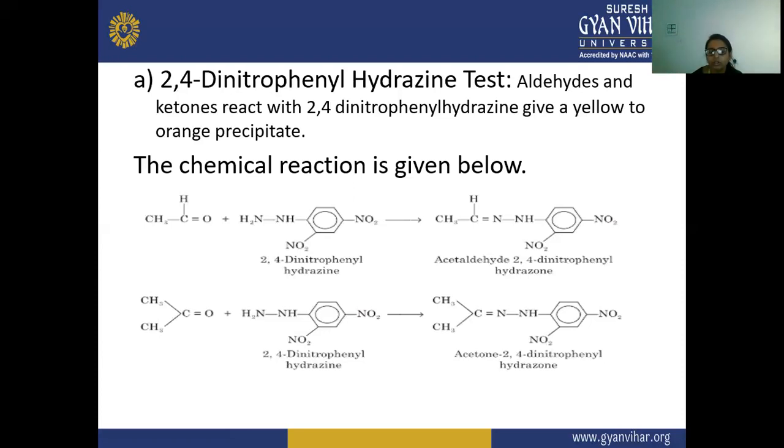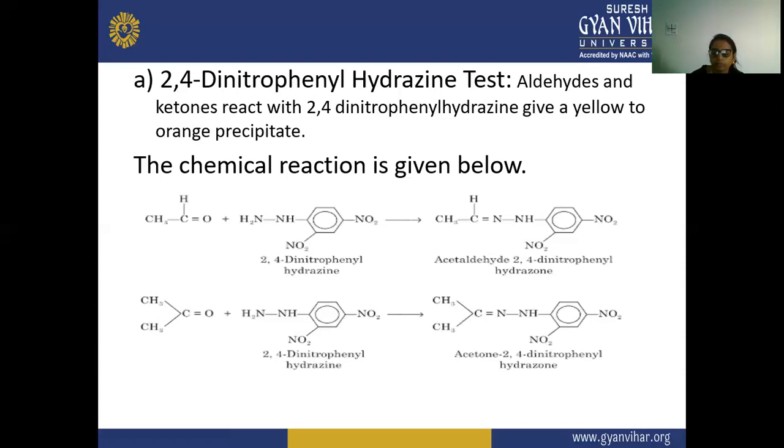Next is your ketone, and this ketone is reacting with 2,4-dinitrophenylhydrazine, and there is a formation of this acetone 2,4-dinitrophenylhydrazone. So this product is formed.